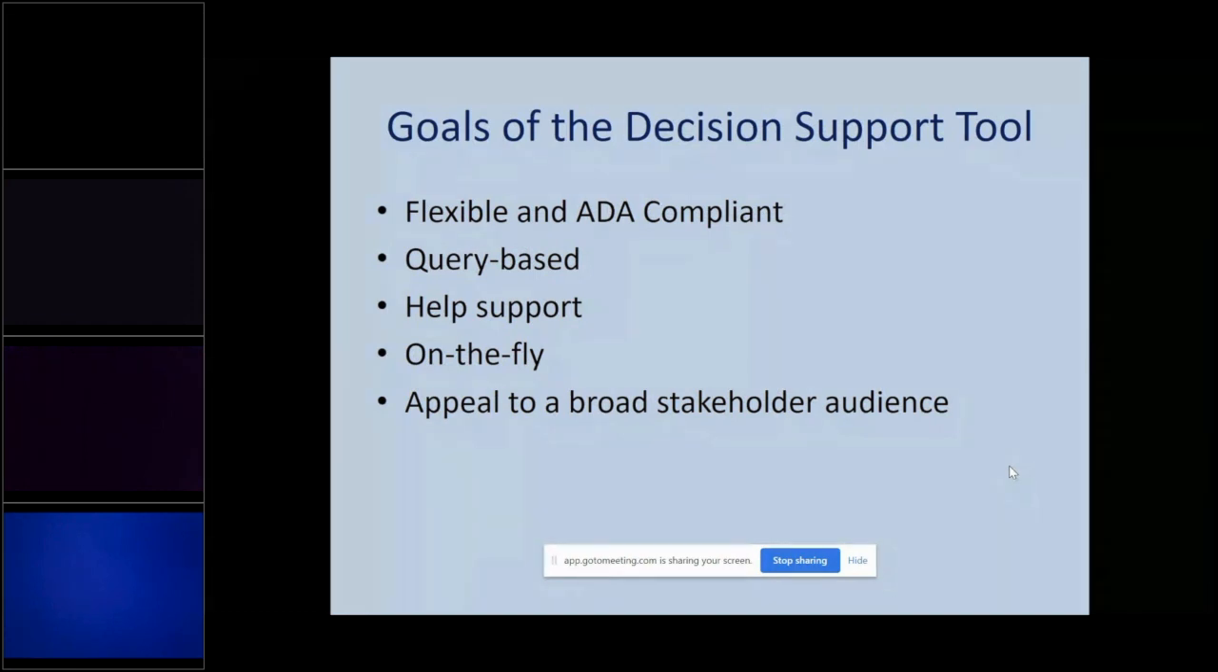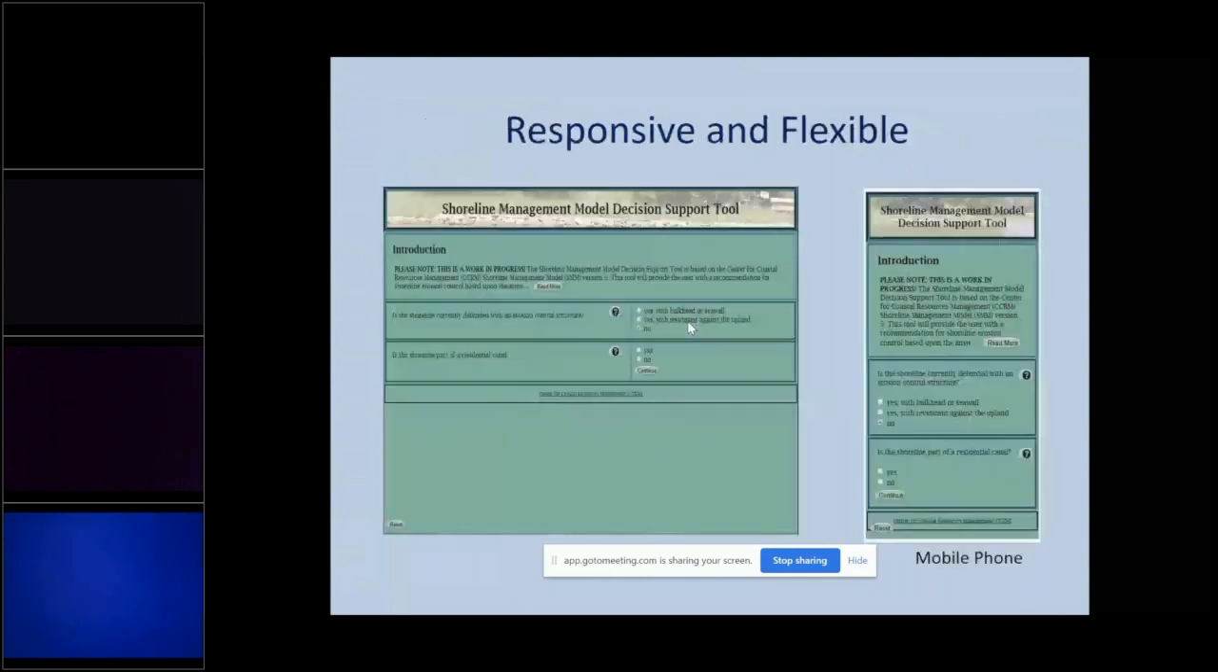The goals of the decision support tool were that it would be flexible and compliant with ADA requirements. We wanted it to be query-based, a Q&A kind of interface. It needed to have help support for the user, and we wanted it to be on the fly so that a recommendation could be given instantaneously. We also wanted it to appeal to a broad stakeholder audience. So Tammy has managed to make it responsive and flexible. It is ADA compliant, and it operates on the desktop and on the mobile phone.